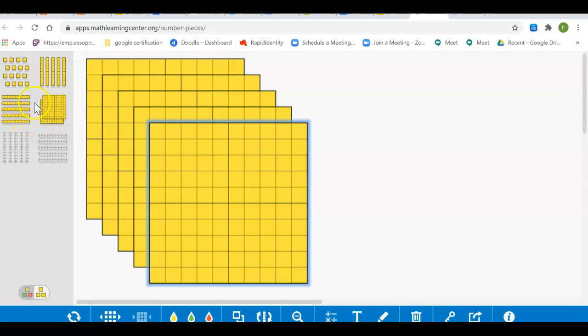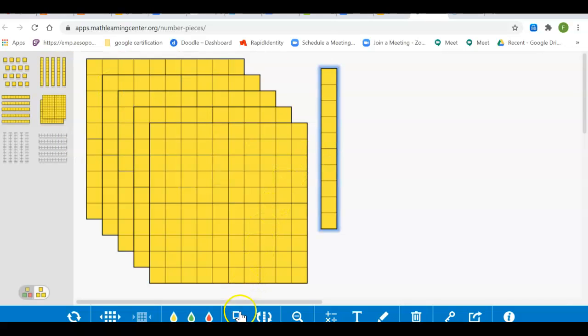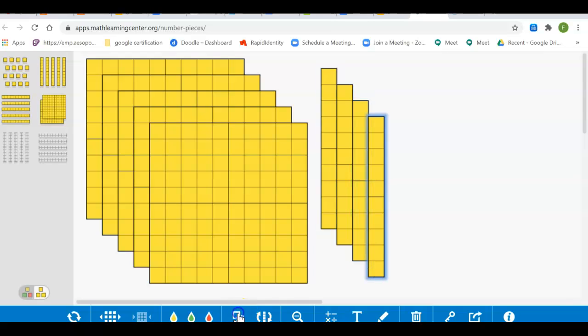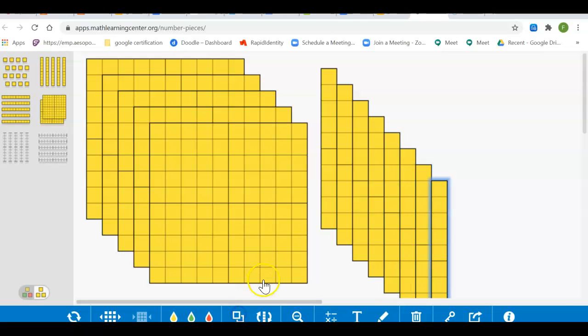I need 8 10s. So now I'm going to take one of the 10s over, and I'm going to do the same thing. I'm going to duplicate them because I need a total of 8. So I've got 1, 2, 3, 4, 5, 6, 7, 8. Okay, so now I have 500, 8 10s. Now I need 2 1s. So I'm going to take this one, I'm going to drag it over, and I'm just going to duplicate one of those. So I need 2 of them. Okay, so now I have built the number 582, because I have 500, I have 8 10s, and I have 2 1s.